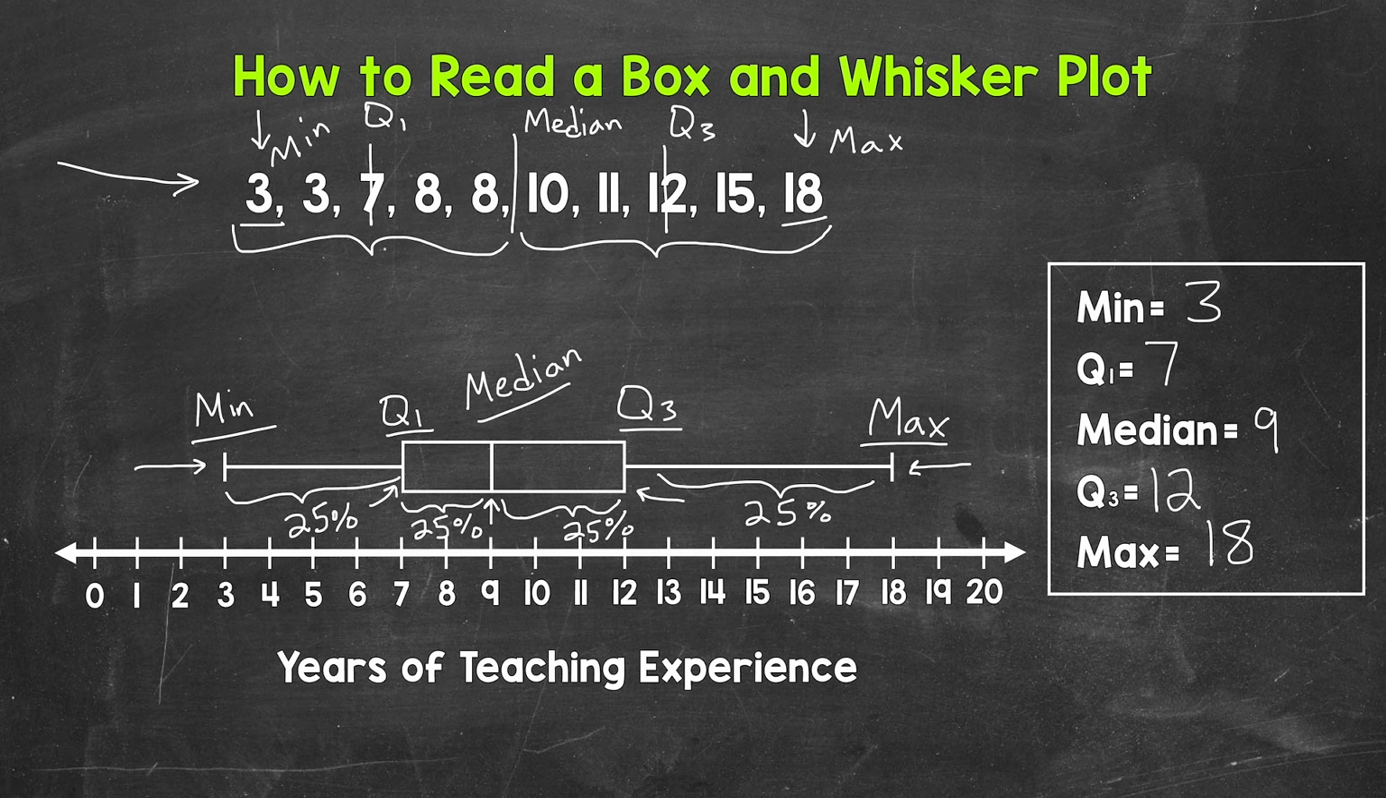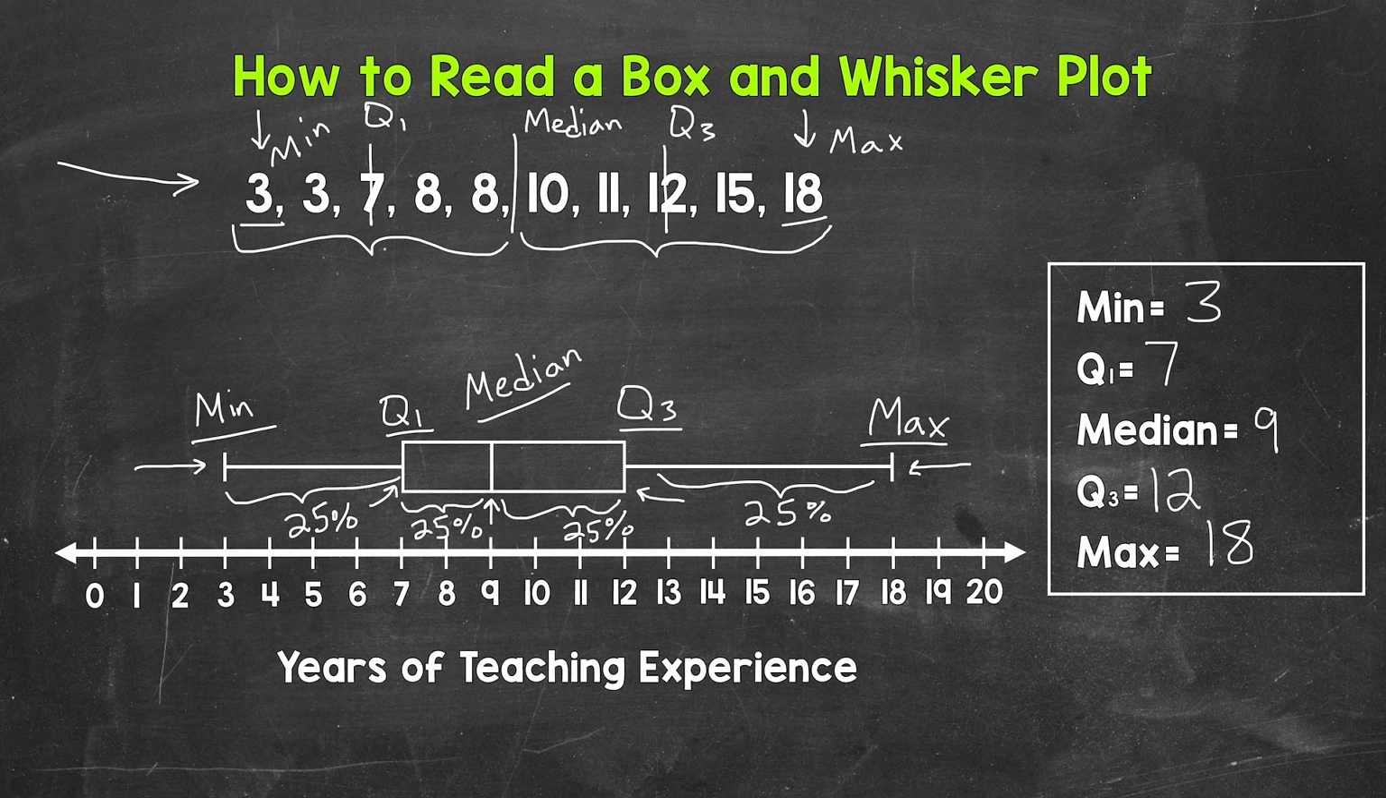Now the box within the box and whisker plot represents the interquartile range, so the middle 50% of the data. And then a whisker extends to the minimum, that's going to be the bottom 25% of the data. And then the other whisker extends to the maximum, that's going to be the upper 25% of the data.